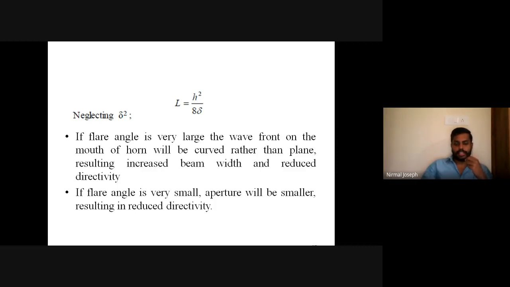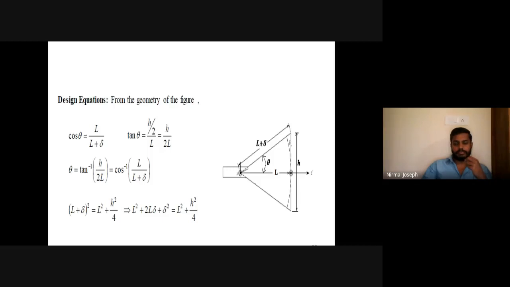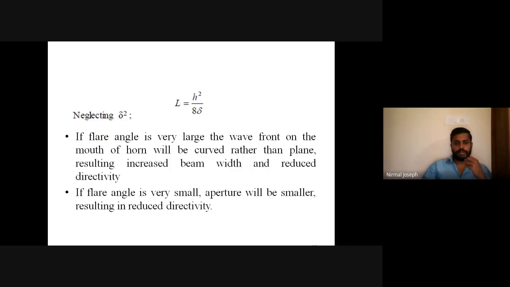Here you can see the flare angle theta. If the flare angle is very large, the wavefront at the mouth of the horn will be curved rather than plane, resulting in increased beam width and reduced directivity. A very big flare angle means a very large wavefront is produced, so it will reduce the directivity. A large wavefront means beam width will be increased. If the flare angle is very small, the aperture will be smaller, resulting in reduced directivity. It will be a very small wavefront, and it will also reduce the directivity.